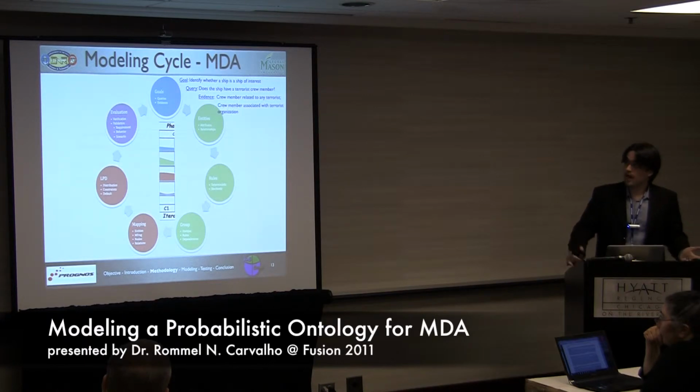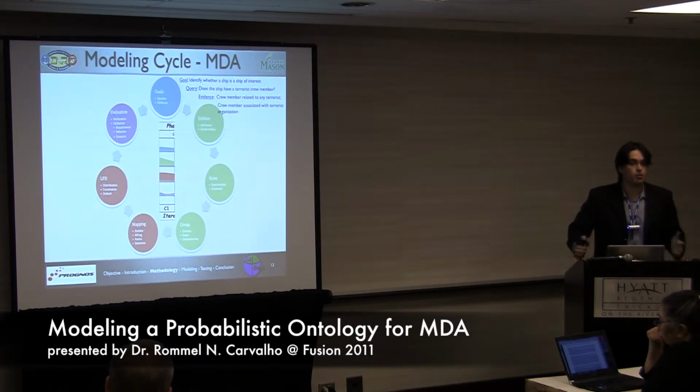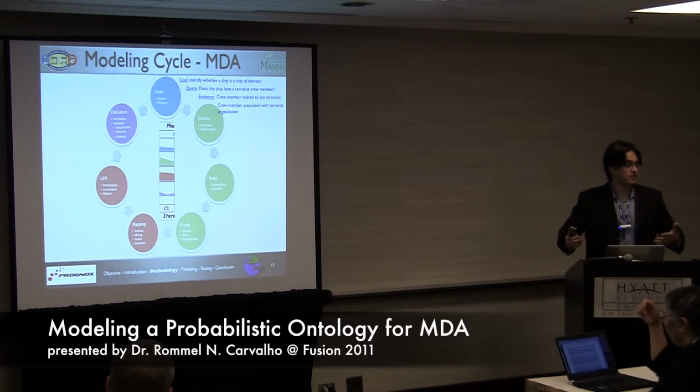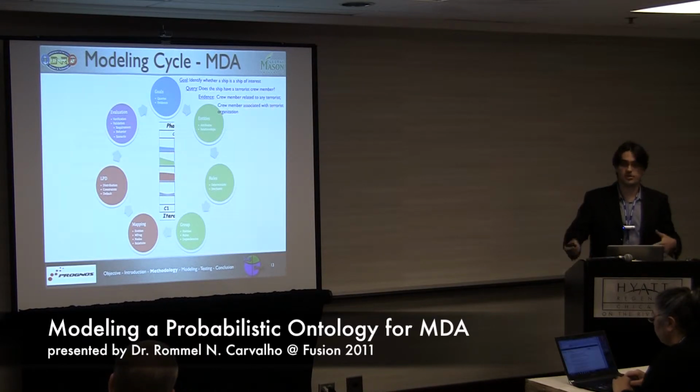So you might want to ask your model some questions. I want my model to be able to answer, does the ship have a terrorist crew member associated with it? Okay, that sounds good. Now you're narrowing it down. But which data do I need to use? Which evidence does the model need to use in order to answer that question? So you tell your model, you have to see if he's related to any other terrorist, or if he's a member of some terrorist organization.